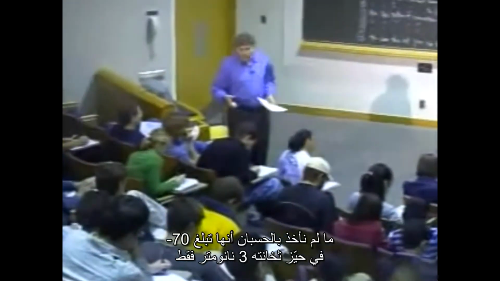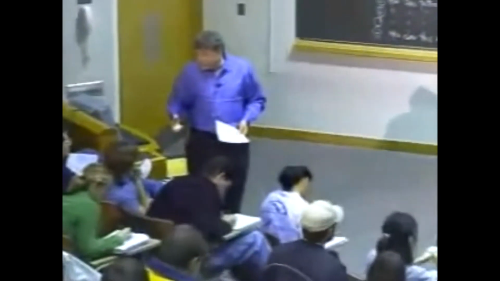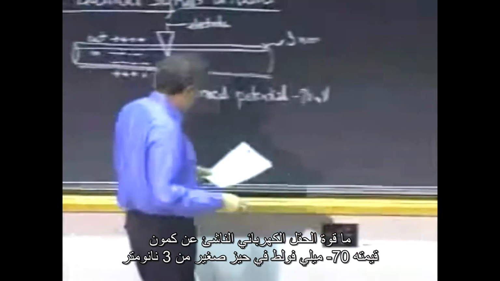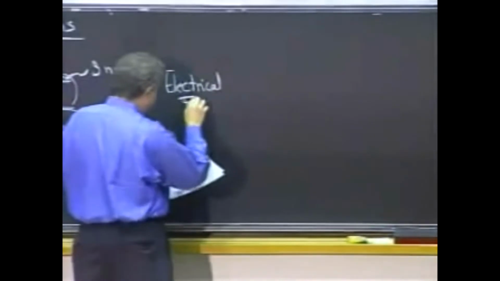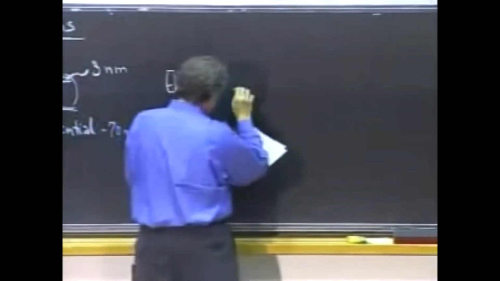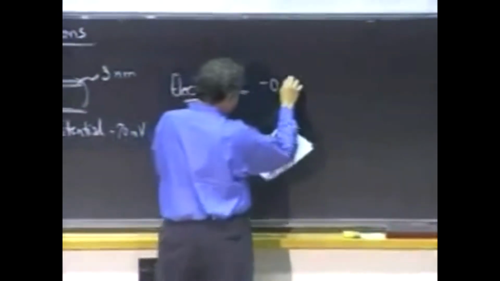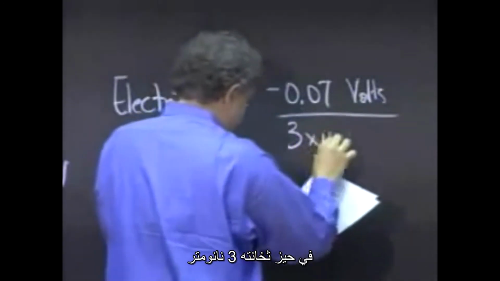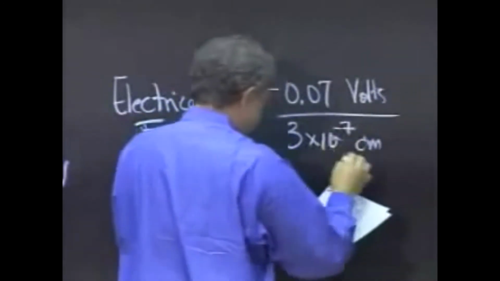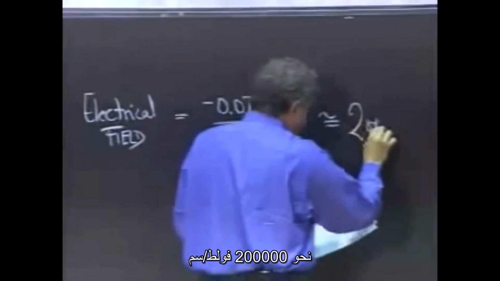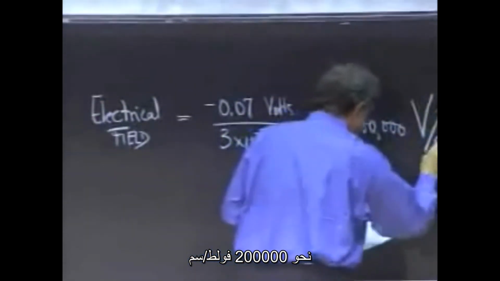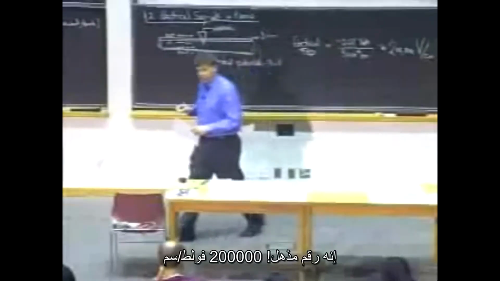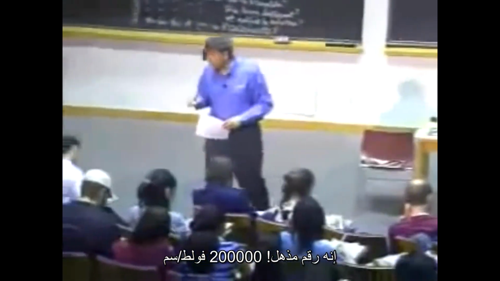Except it's minus 70 millivolts across 3 nanometers. What's the electrical field of minus 70 millivolts across the incredibly tiny distance of 3 nanometers? Well, the electrical field strength, minus 70 millivolts over 3 nanometers, is about 200,000 volts per centimeter. That's a very impressive number, 200,000 volts per centimeter.